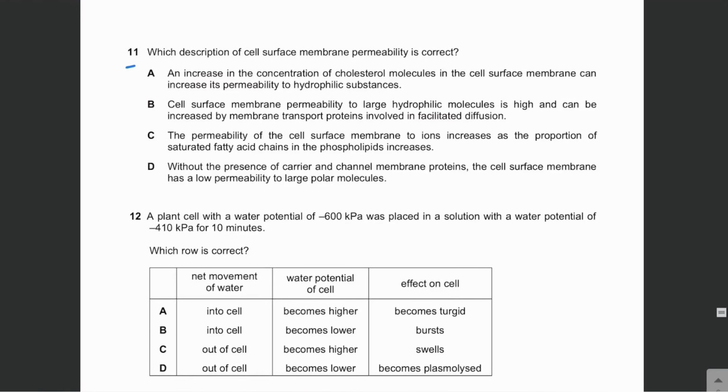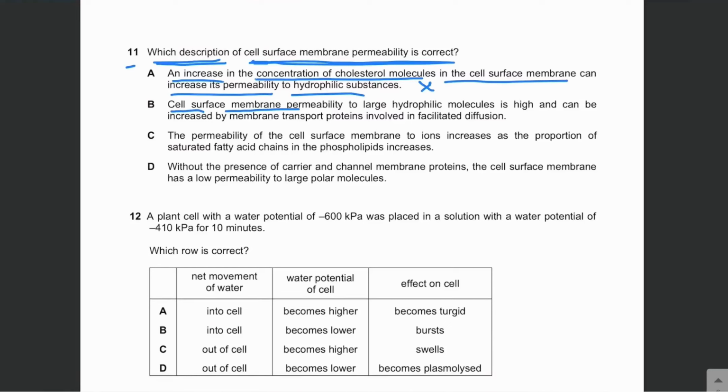MCQ number 11, which description of cell surface membrane permeability is correct? Okay, which description of the cell surface membrane permeability is correct? An increase in the concentration of cholesterol molecules in the cell surface membrane can increase its permeability to hydrophilic substances. No, guys, if you increase cholesterol in a membrane, this will decrease the permeability to hydrophilic substances because cholesterol molecules have hydrophobic tails and they prevent the passage of hydrophilic or polar substances.